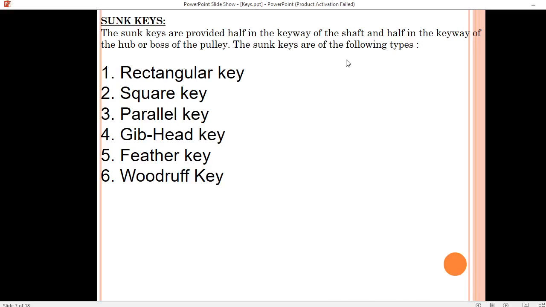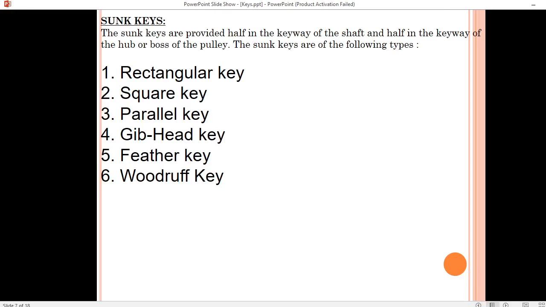So sunk key is halfway on the shaft and halfway in the keyways. So it is half inserted in the shaft and half inserted in the keyways of the hub or the boss of the pulley. The sunk key is once again divided into 6 parts, that is your rectangular key, square key, parallel key, gib head key, feather key and woodruff key.